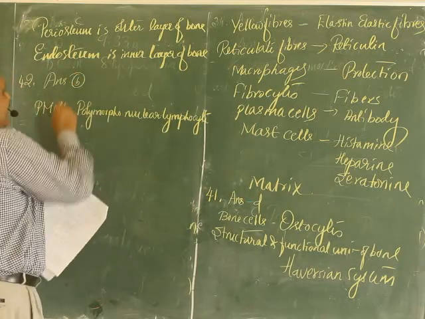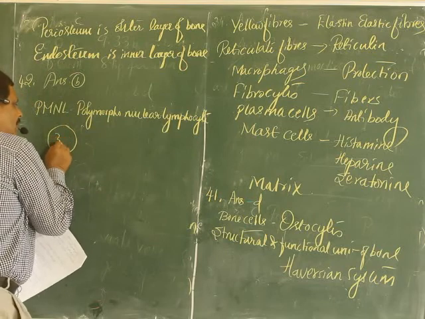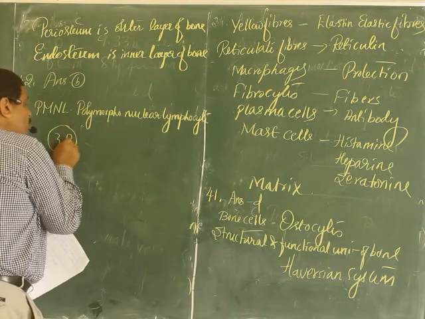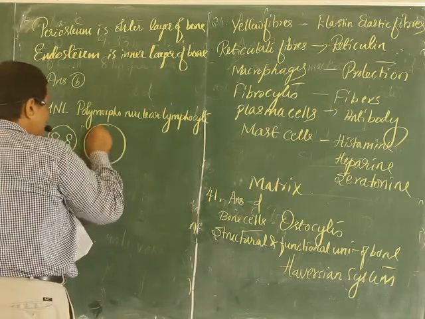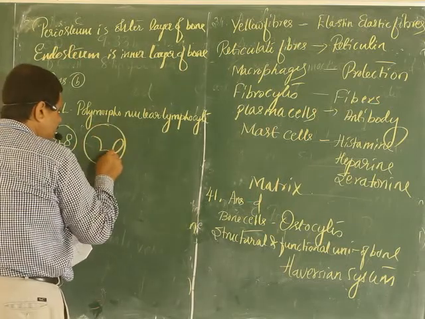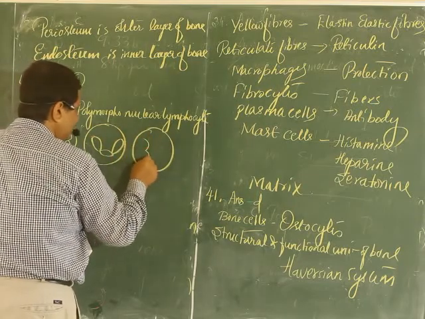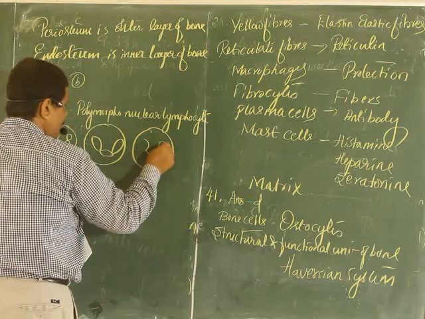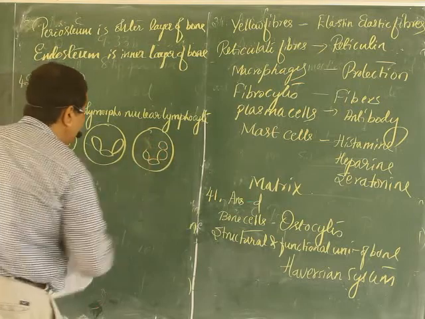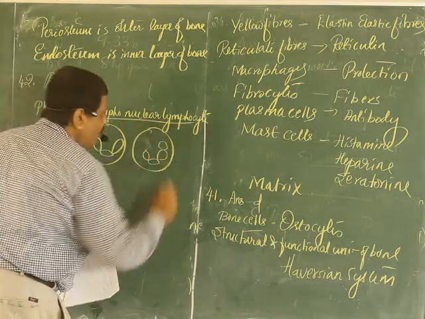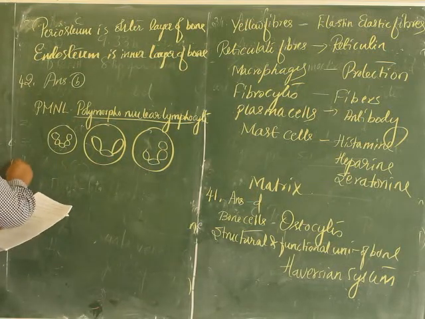Because you might have seen in the microscope, if you observe the neutrophils, they have the nucleus with different lobes. Some may have 5 lobes, some may have 3 lobes like this, some may have 4 lobes like this. That's why they are called polymorphonuclear lymphocytes.